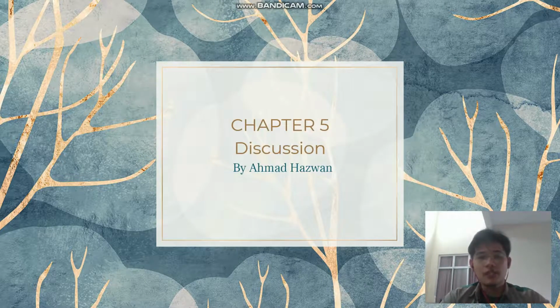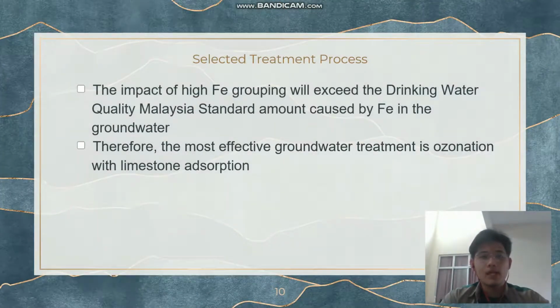Chapter 5. Discussion. Selected treatment process. The high Fe concentration in the groundwater will exceed the drinking water quality standard. Therefore, the most effective groundwater treatment is ozonation with limestone absorption.